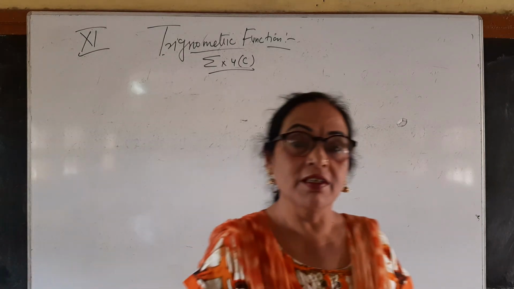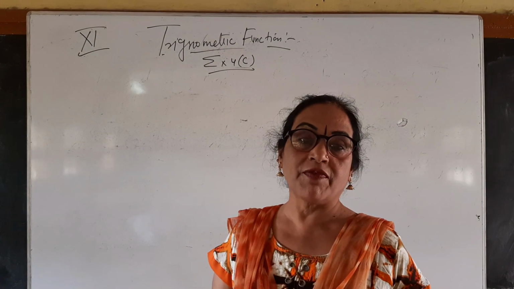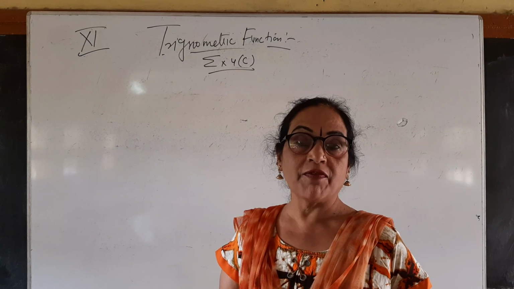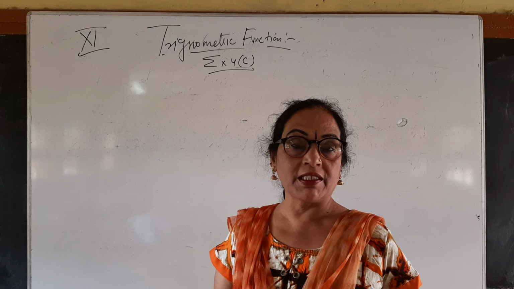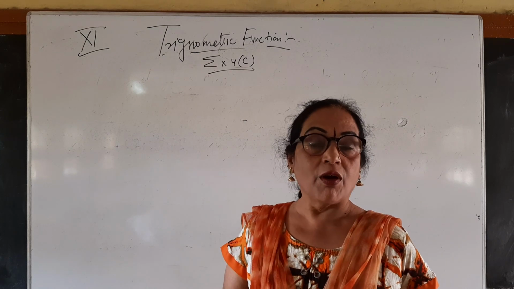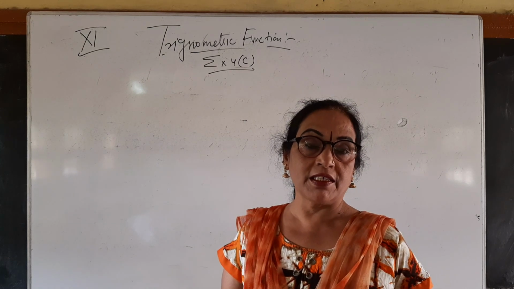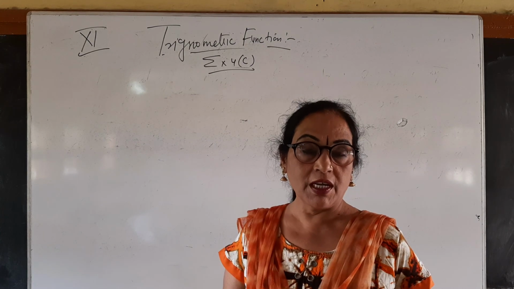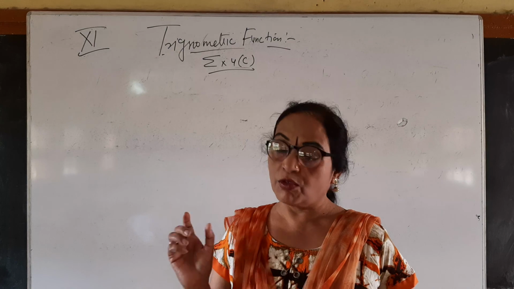Good morning, students. As we have started trigonometric functions, in that I have given the periodic formulas of periodic functions, that is sin(90 minus theta), cos(90 minus theta), 360 minus theta, 360 plus theta, 270 minus theta, 270 plus theta, and all. Now we will use those formulas to solve these questions.